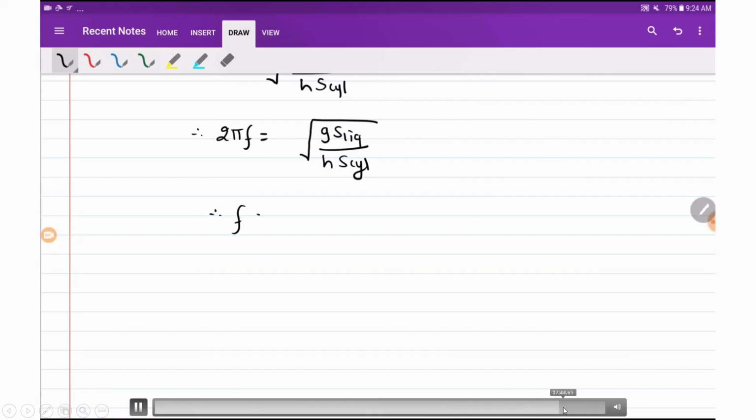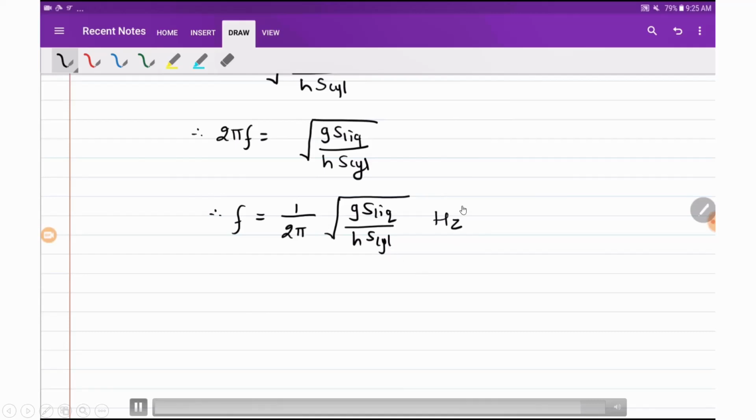So the frequency of oscillation of the cylinder in the upright position is 1 upon 2 pi, transferring the 2 pi to this side, square root of g multiplied by S liquid divided by H multiplied by S cylinder, in hertz or cycles per second or oscillations per second. So in this way, we can derive the expressions for frequency of oscillations.